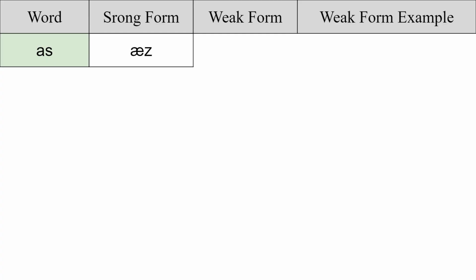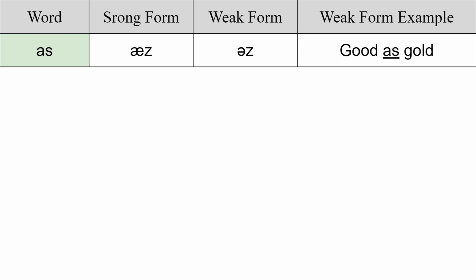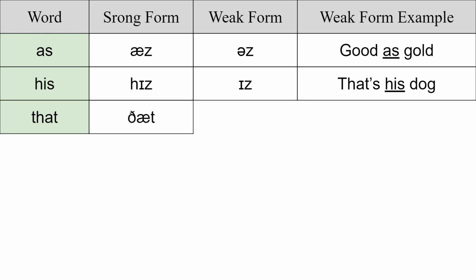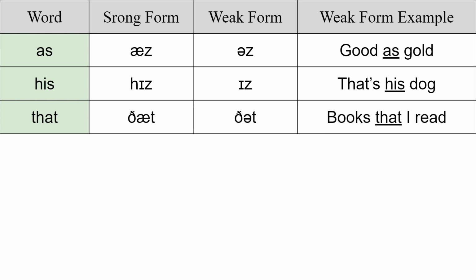As, weak form, is. For example, good as gold. His, weak form, is. For example, that's his dog. That, weak form, that. For example, books that I read.